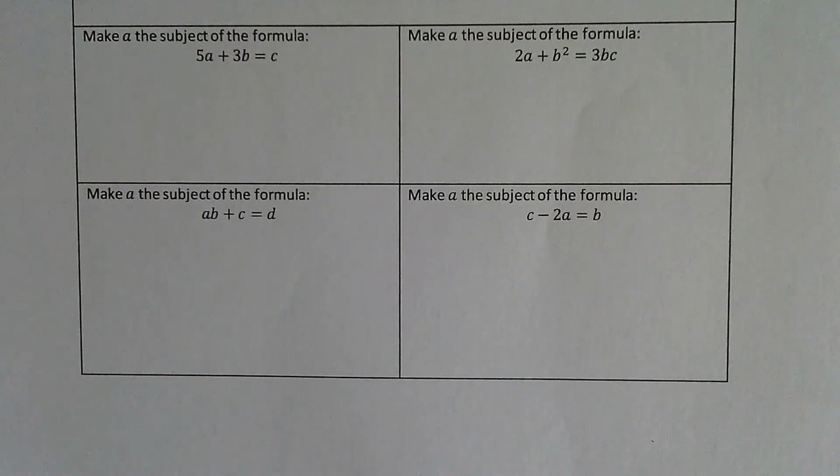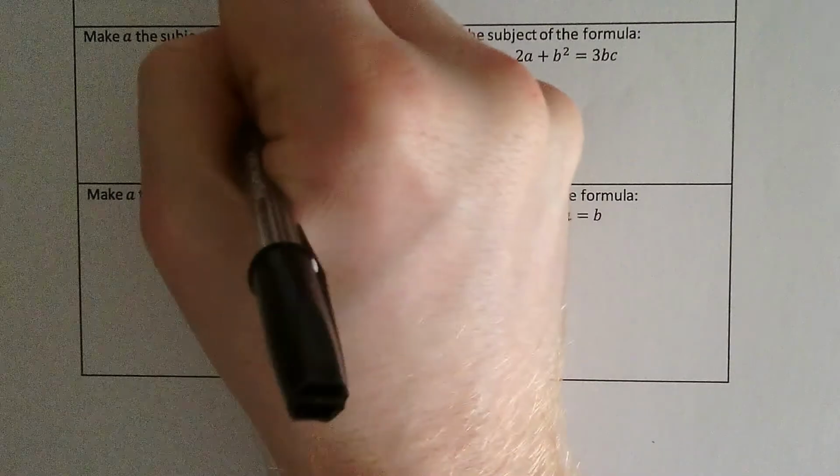Our next question is going back to rearranging formulae. This formula is slightly more difficult than the formulae we were looking at last lesson. We still want to try and make A the subject of the formula, so we want to isolate A by itself. To do that, we first need to isolate the term that contains A. To isolate 5A, we need to subtract 3B from both sides of the formula.